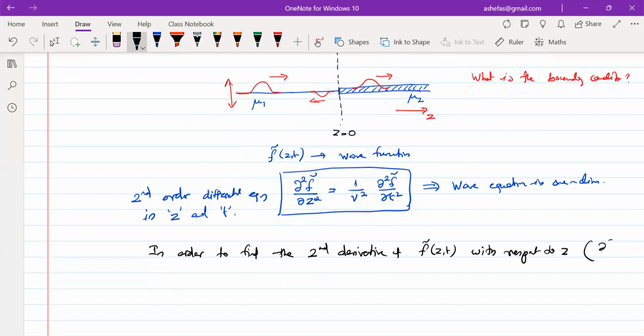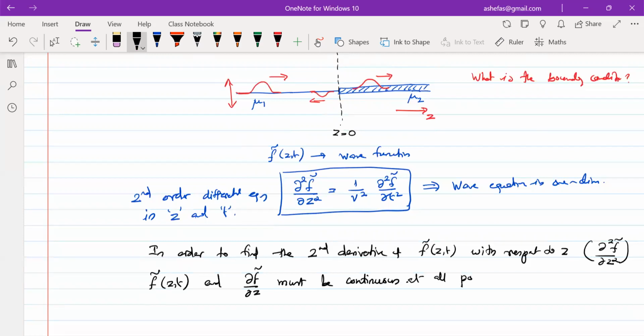that means you have to find dou square f tilde by dou z square. This function f tilde of z,t and dou f tilde by dou z must be continuous. Okay, so it must be continuous at all points z. So that means it must be continuous even at z equal to 0, that is, even at the boundary.